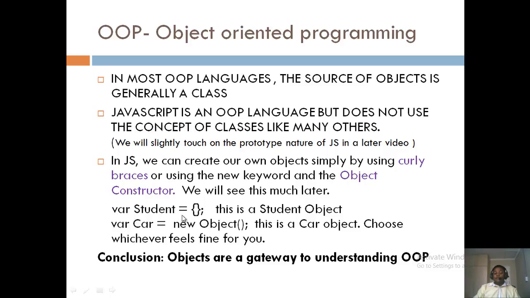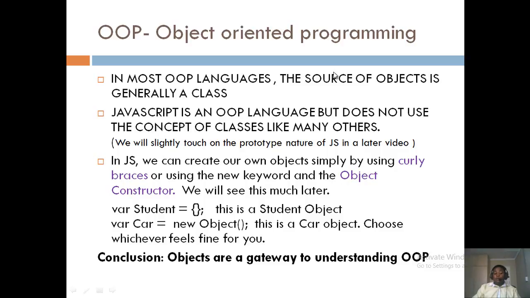var student, and we say is assigned, and you can see we simply open a curly brace and close it again. So this is an empty object. Remember, for arrays we use square brackets. Now we're using curly braces here. This is simply to say it is an empty object. Now if you want to create a car object, you could say something like var car equals, and then here we have new Object. So this is again another way to create a new object. Whichever way you feel is okay with you, you're welcome to adopt it.